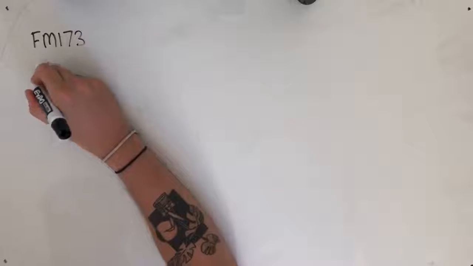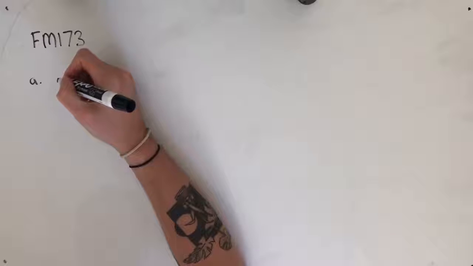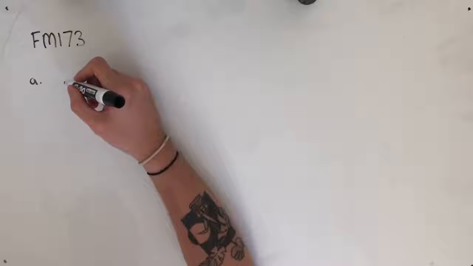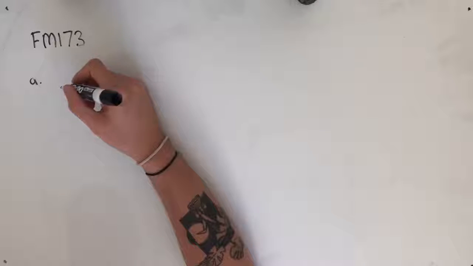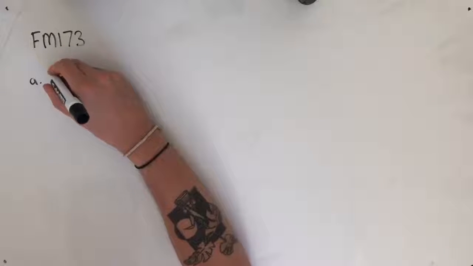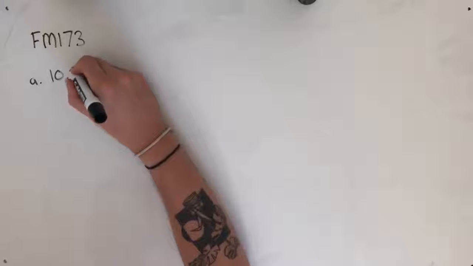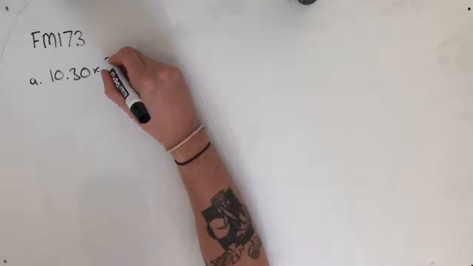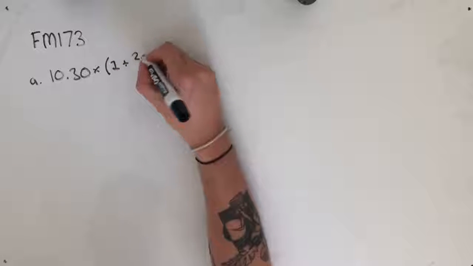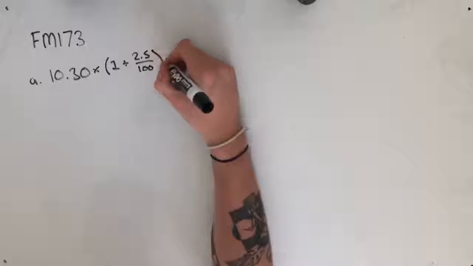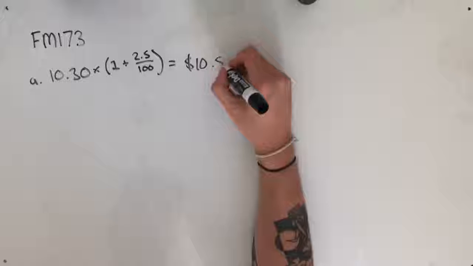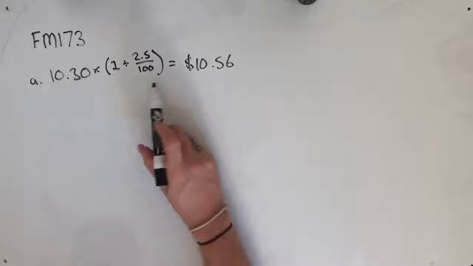So for part A, Rose is a month late to return her books, which means that she's going to cop the $10.30 late fee and also one lot of that 2.5% interest on her late fee. If we want to chuck it into a calculator, we've got our $10.30, and we're going to multiply that by 1 plus 2.5 over 100, which should give an answer that rounds to $10.56.